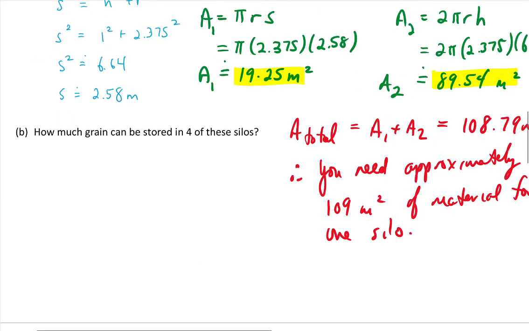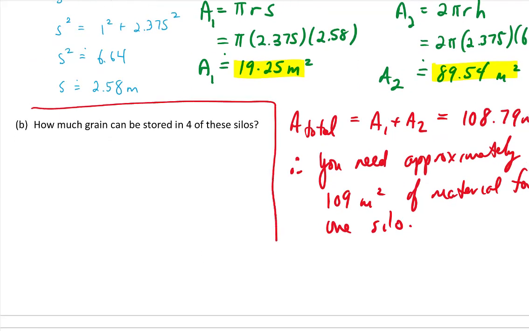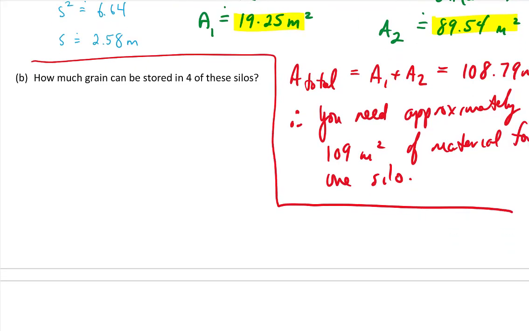Alright, so that is all part A. Let's go to part B. How much grain can be stored in 4 of these silos? Notice now this is not the same question.